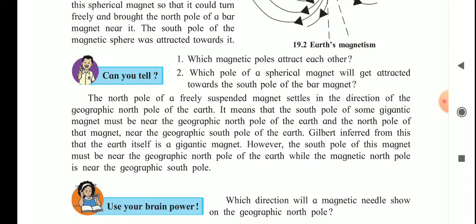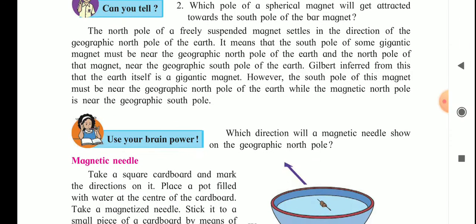However, the south pole of this magnet must be near the geographical north of the Earth, while the magnetic north pole is near the geographical south. Now, which direction will a magnetic needle show on the geographical north pole? So, the north pole of the magnetic needle will show the geographical north pole.